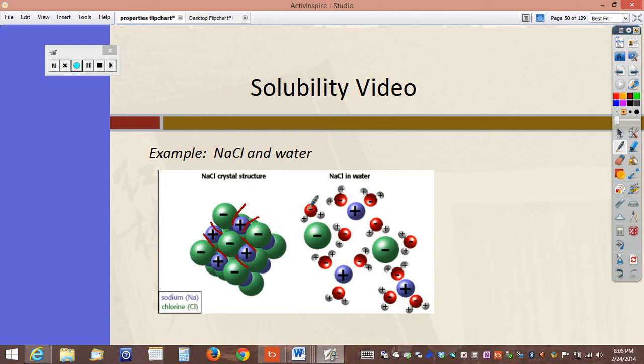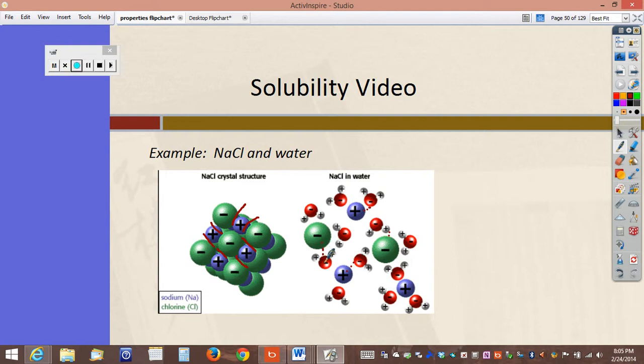Water also has attractive forces that break apart. Then what happens is that the ions are going to be attracted to the water molecules. So a negative end of a water molecule will be attracted to the positive ion of a sodium ion. Or the positive end of a water molecule is attracted to the negative ion. And this keeps going.